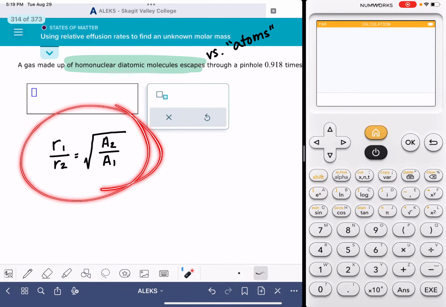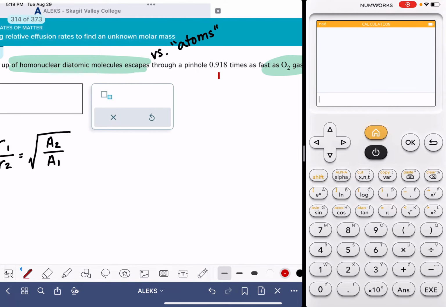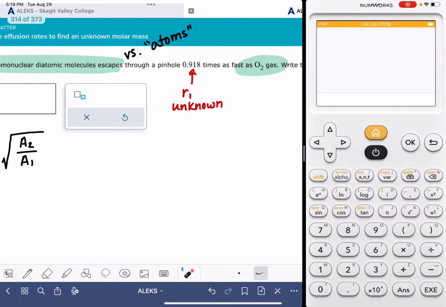This is the equation that we're going to use to solve this problem. In this equation, R1 and R2 represent the rates of effusion of these two gases. Let's call our unknown gas rate of effusion R1. That's the rate of effusion for the unknown gas. Notice that it does not tell us what the rate of effusion is for the other gas. It doesn't tell me what the rate of effusion is for oxygen, and that's okay.